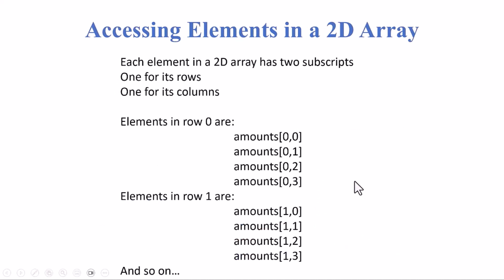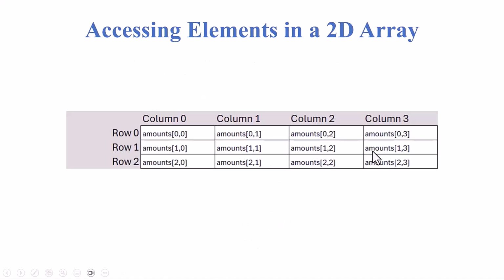Once you've got it set up, each element in the 2D array has two subscripts, one for rows, one for columns. Once again, elements in row 0 are amount 00, 01, 02, 03. We're looking at each column as we go across. And in row 1, it's 10, 11, 12, 13, and so on. And it looks kind of like this. We just put it in the grid.